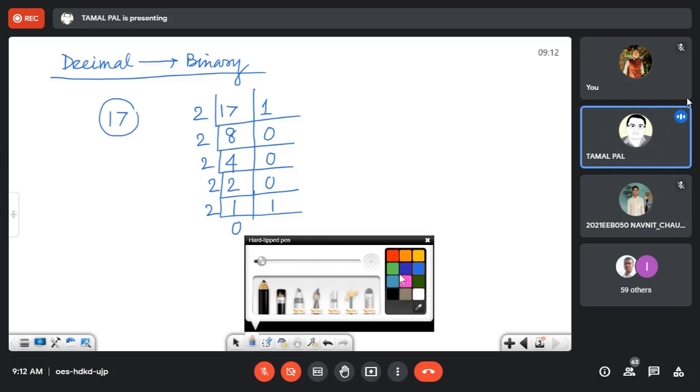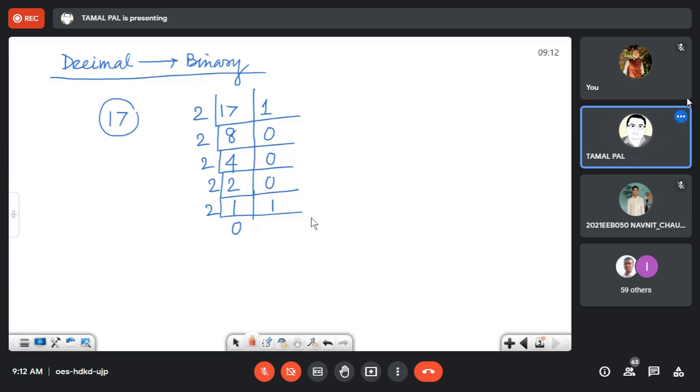Now, this direction is very, very important. We have to read the number from the backward direction. So it is nothing but from bottom to top. In this direction, we have to read. So it is 1, 0, 0, 0, 1. And you can also put 0 before it, no problem.